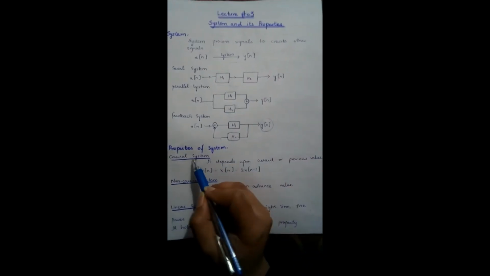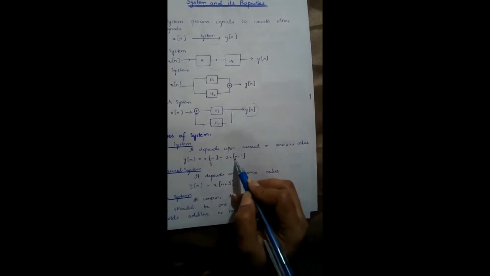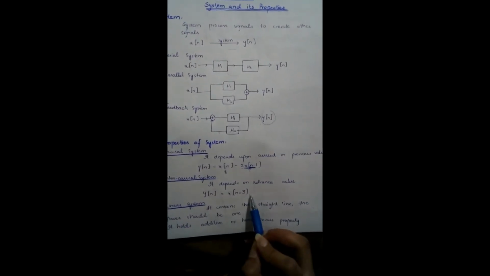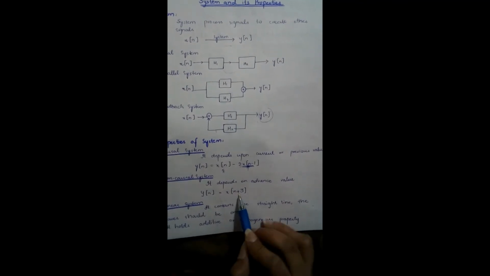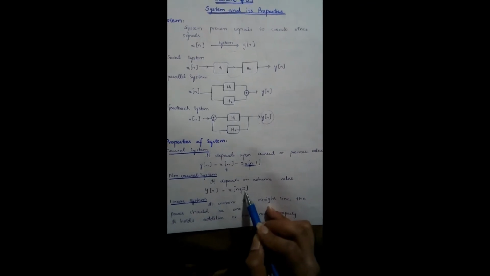The first one is the causal system. A causal system depends upon the current or the previous value, like y of n is equal to x of n minus 2 x of n minus 1. This is the current value, and this is the previous value. Previous value means the signal has some delay by some constant value. And the non-causal system depends upon the advanced value, like y of n is equal to x of n plus 3. Here this is the advanced value, meaning the function adds up with some variable or some constant term.